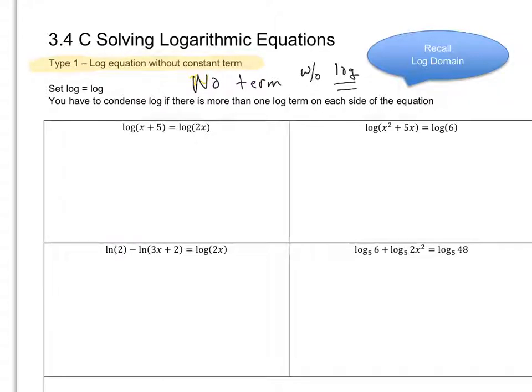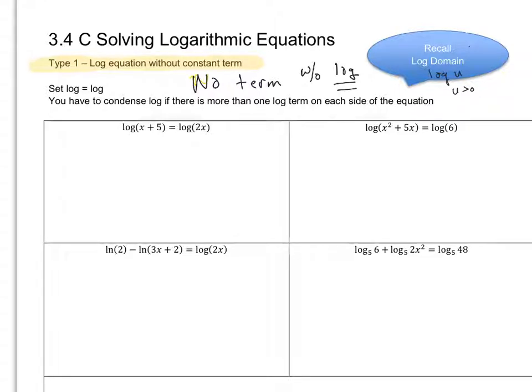Solving these equations, there's another important thing to remember, and that is that we have to remember the domain of the log. What that means is our final answers, whatever our argument is, must always be... the log of u, whatever is inside u, must always be greater than 0. Not greater than or equal to 0, but strictly greater than 0.